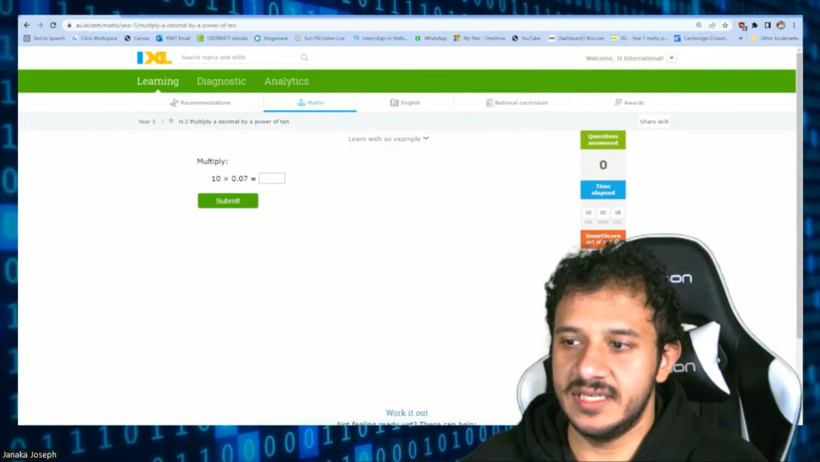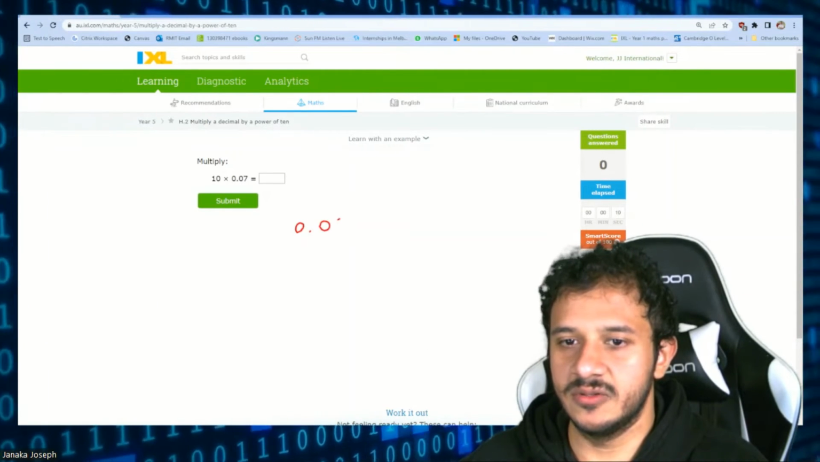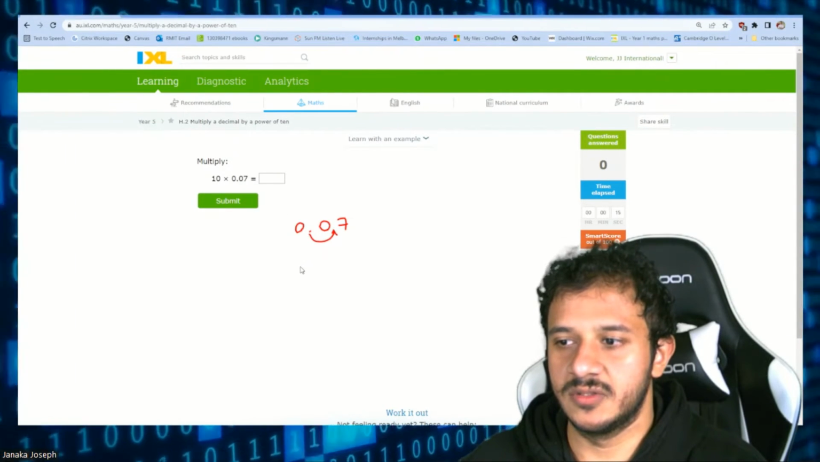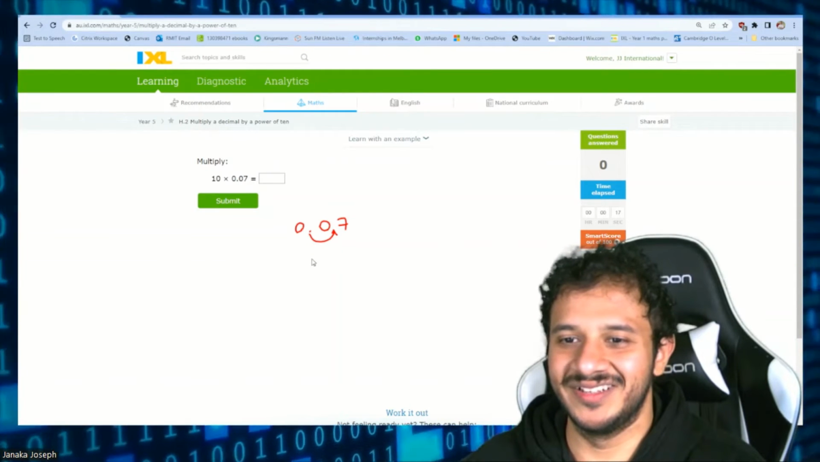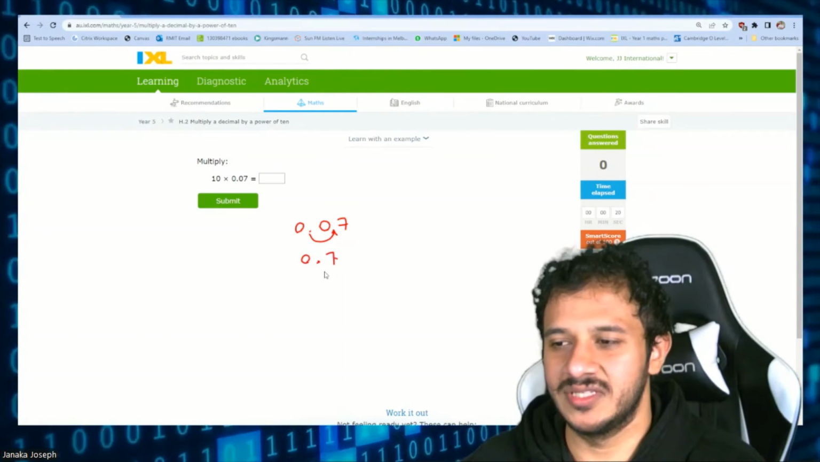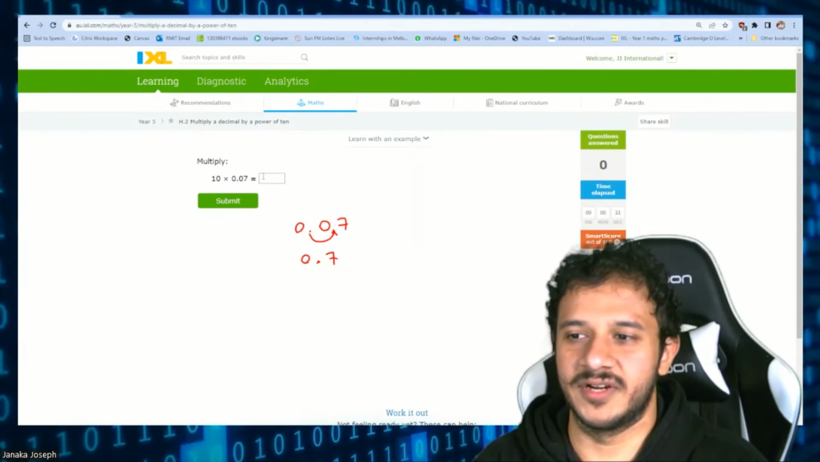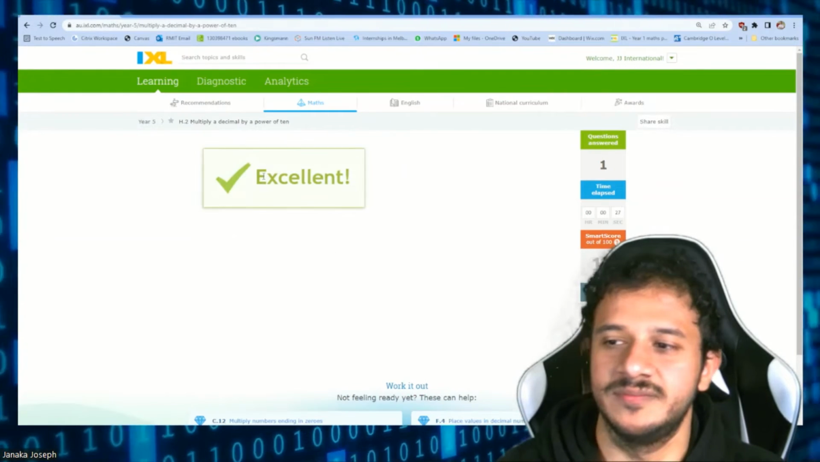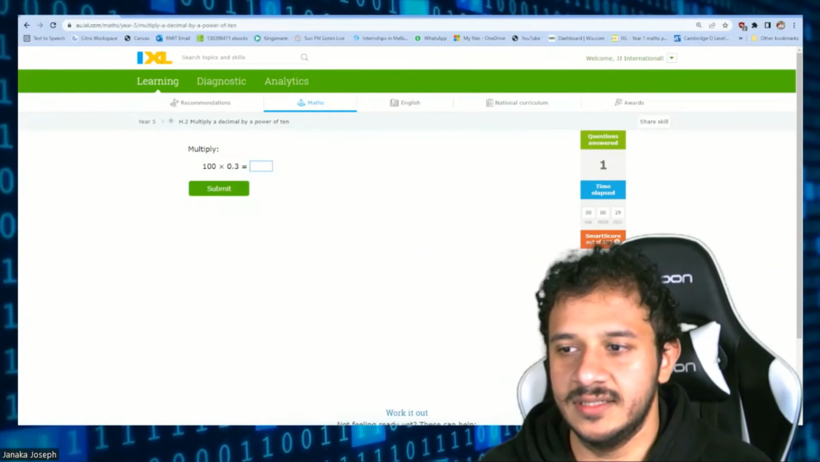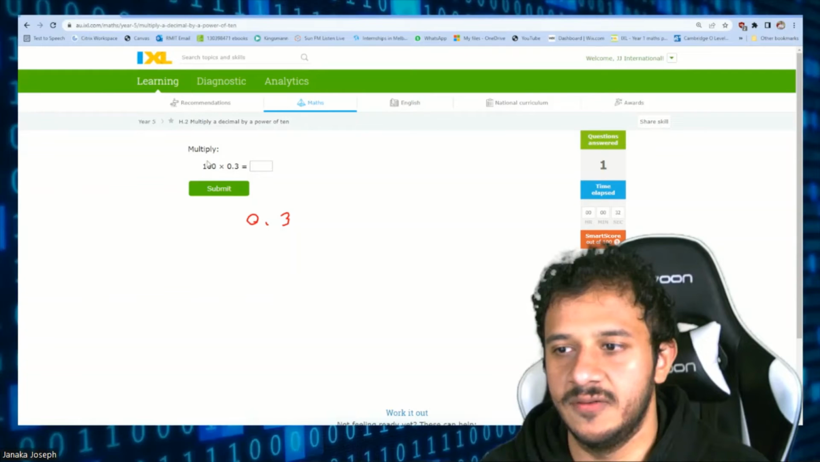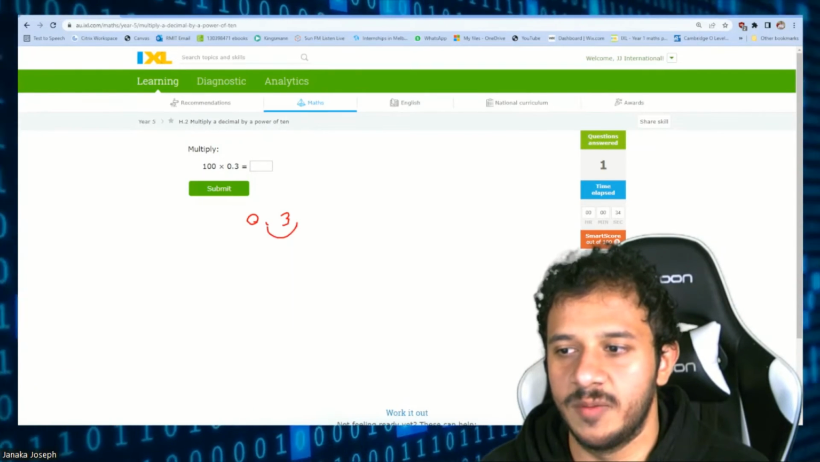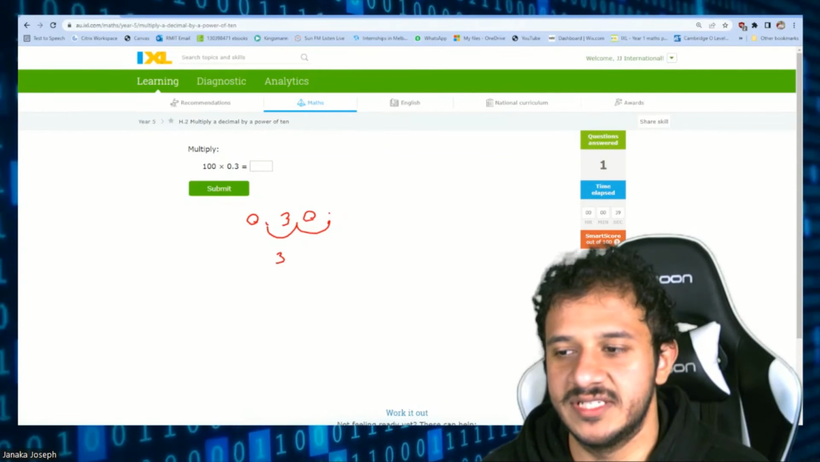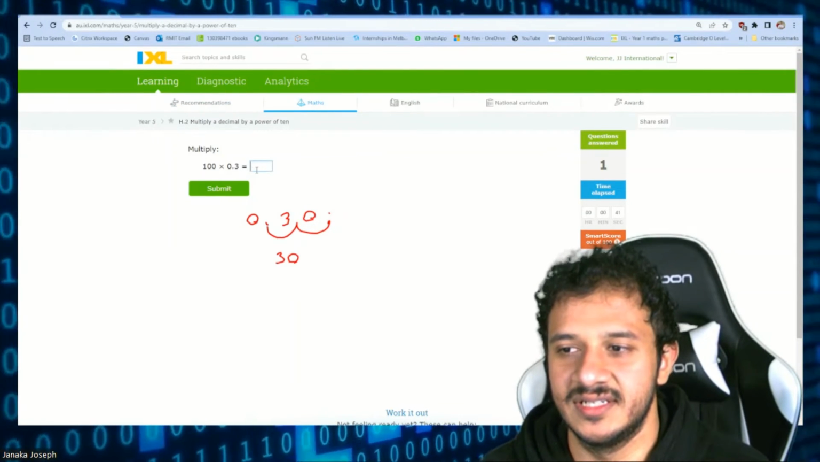So I can see here 0.07, but they are saying multiply by 10. So 1 place forward. So it will be then 0.7. We don't have to write a 0 at the front, we can just write .7. And here 0.3, we have to multiply by 100, right? 1 place forward, 2 place forward. The dot will come here and a 0 will be here. So it will be just a 30.0, which is just a 30, right?